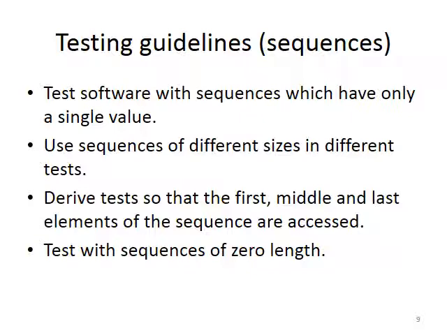Third one is derive tests so that the first, middle and last elements of the sequence are accessed. Many times while testing you need to check, say, if you are searching for one particular number, usually the middle number is very critical. Middle number, first number, last number are critical. So while designing the test case, see that first, middle and last elements are accessed. Sometimes a test with a sequence of 0 length also needs to be done. If you are sorting some numbers, at that time give 0 as an input. What will happen? Just check. So this is another way of testing.